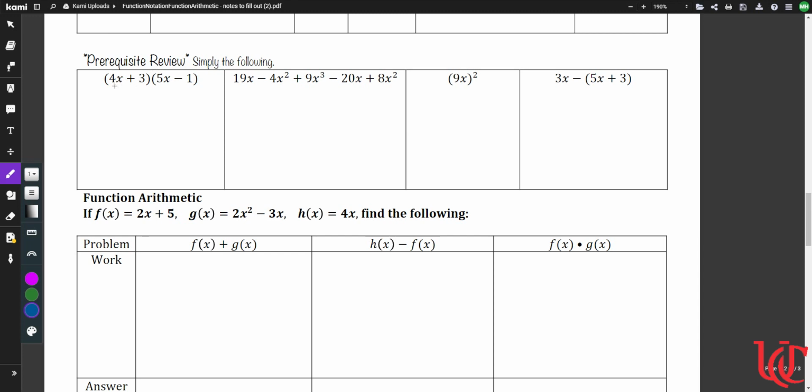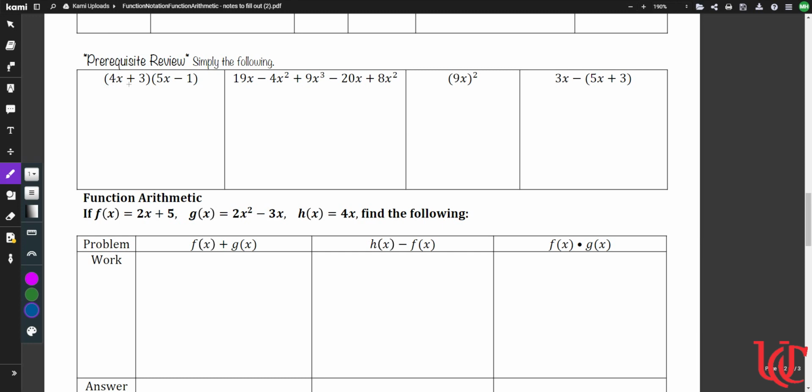Now, when we're multiplying 2 binomials, binomials are 2-term things. Terms are always groups of letters or numbers separated by plus or minuses. So this has got 2 terms, the 4x and the plus 3. Those are 2 terms. And then the 5x and the negative 1. Those are both 2-term expressions, which are called binomials. Now, a lot of people are taught to do this with the arrows.